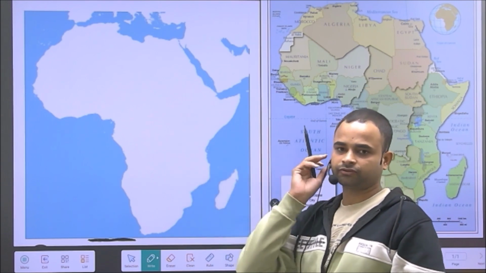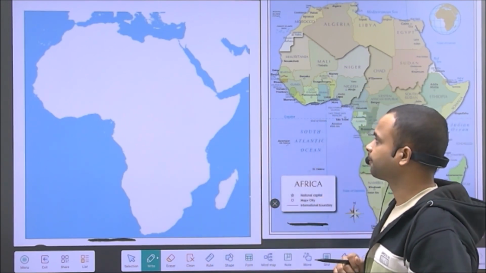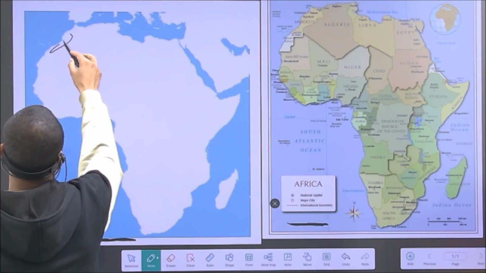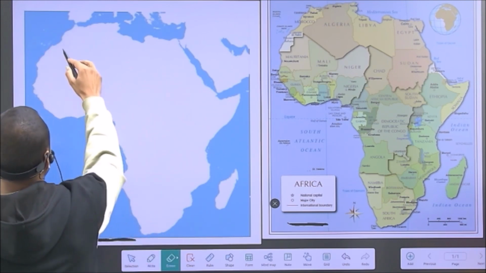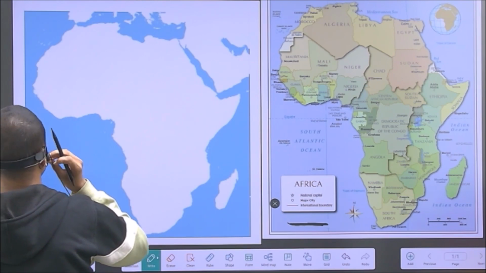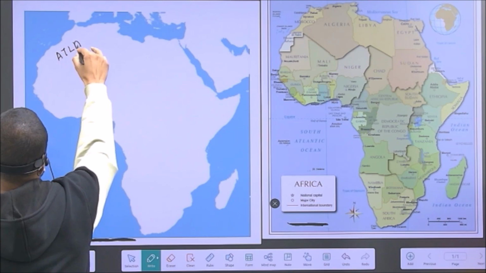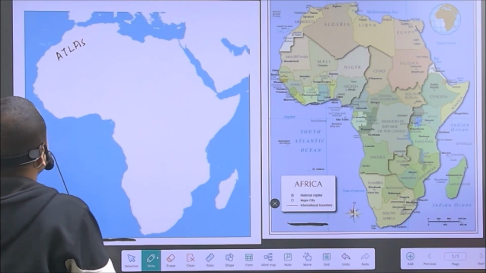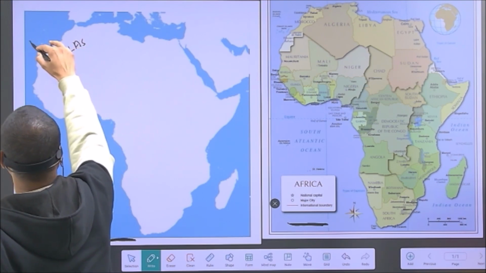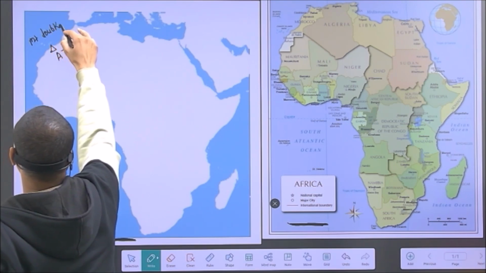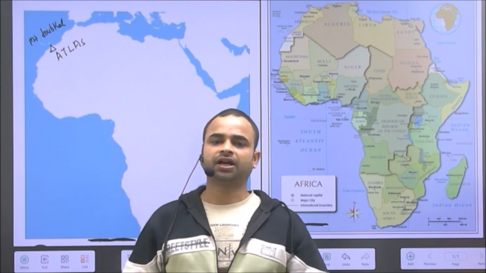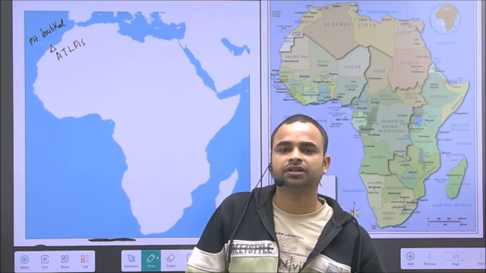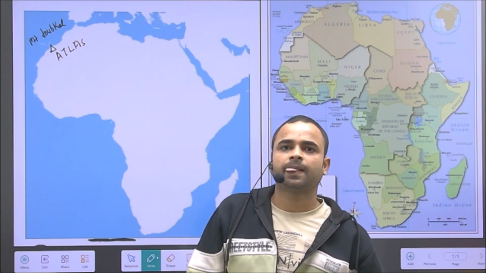This is physical map of Africa, and this is political map of Africa. Now if you look here, Atlas mountain is situated. Mount Toubkal is highest peak of Atlas mountain, and Atlas mountain is divided into three mountains: Anti-Atlas mountain, Saharan Atlas mountain, and High Atlas mountain.